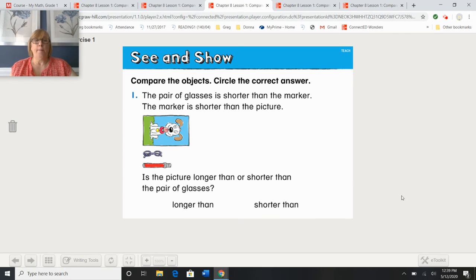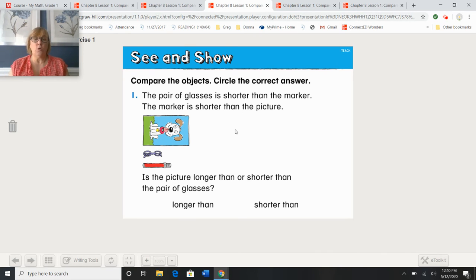Okay, now with the work that you're going to be doing on these pages, they are going to tell you to compare the objects. You're going to just be looking at the picture and comparing it. And yes, I know for many of you, you're going to say, oh, this is really super easy. And it is. It's good practice.